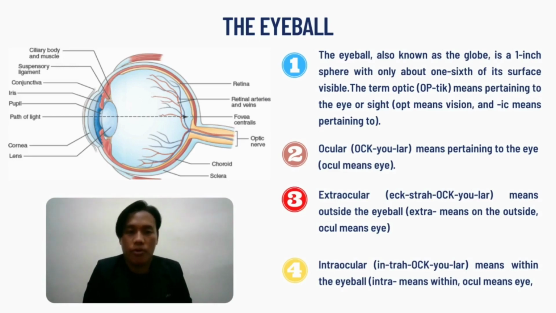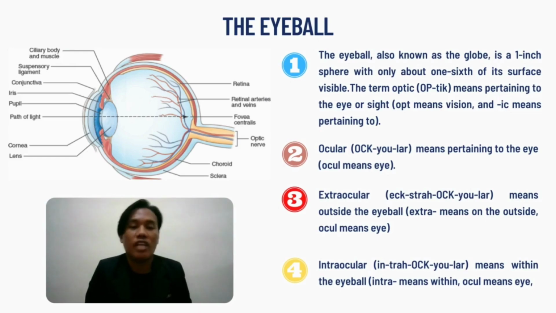So the eyeball is also known as the globe. It is a 1-inch sphere with only about 1/6 of its surface visible. The term optic means pertaining to the eye or sight: opt means vision, and ic means pertaining to. And then ocular means pertaining to the eye. Ocu means eye, and ar means pertaining to.